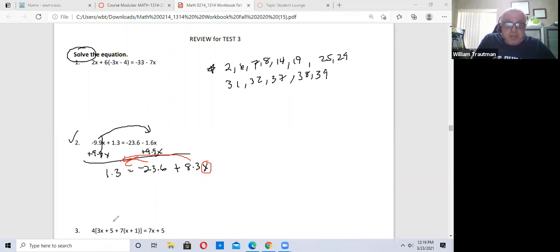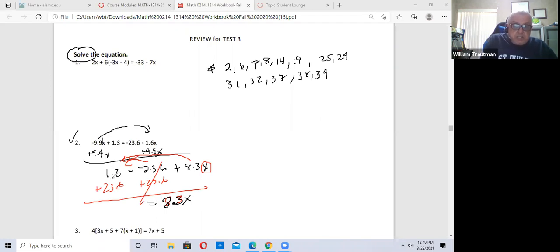So yes, we're taking the minus 23.6 to the other side. It's a minus, so I'm going to add 23.6, add 23.6, and I'm left with 8.3x on the right-hand side. On the other side, I'm left with 24.9, 1.3 plus 23.6. Okay, so now I need to get that to the other side.